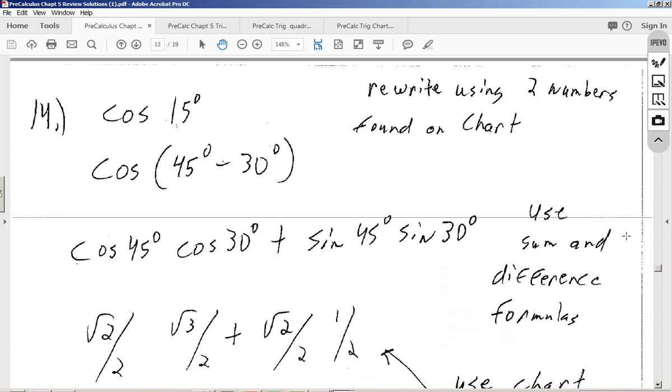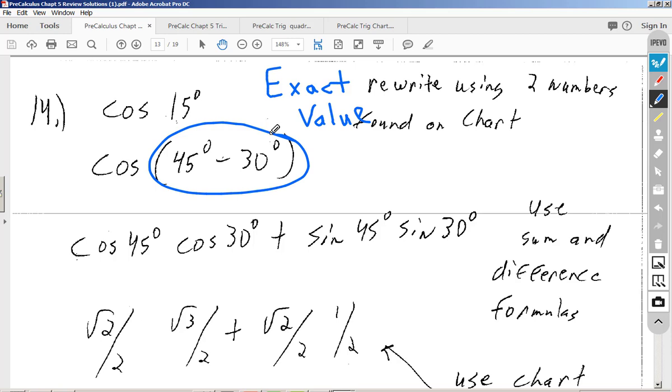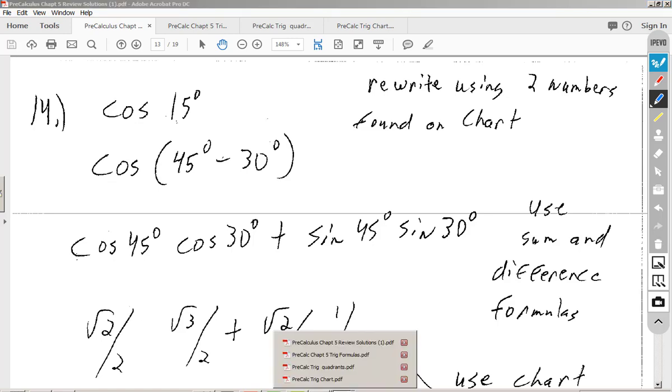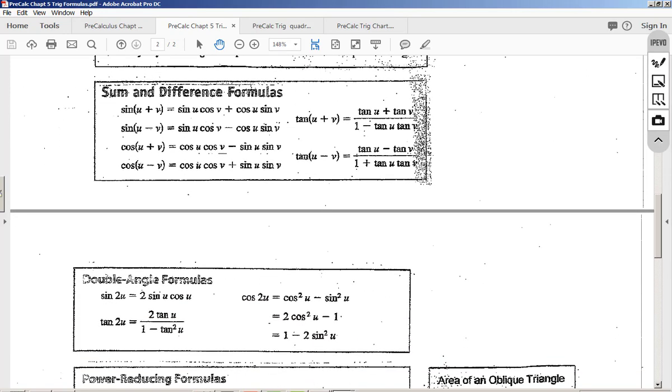On number 14, the directions say find the exact value of the cosine of 15. Again, the key here is the words exact value. That means I'm going to have to find it off my chart. So I find 2 numbers on my chart that I add or subtract to give me 15, and that is 45 minus 30. Now that I've done that, I'm going to use my sum and difference formulas again. Going back to your sum and difference formulas, find the one that matches this cosine. So here's my sum and difference formulas. Let me scroll back to them.